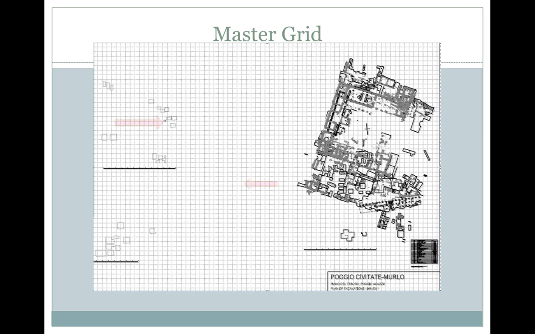And so this is basically what you have to envision the master grid as being. It's a series of grid lines, a meter wide, running across the hill. And then you can subdivide it into centimeters and then millimeters if need be.